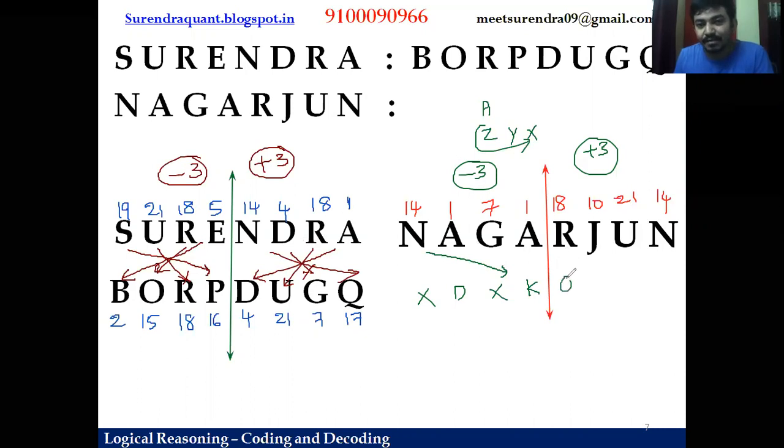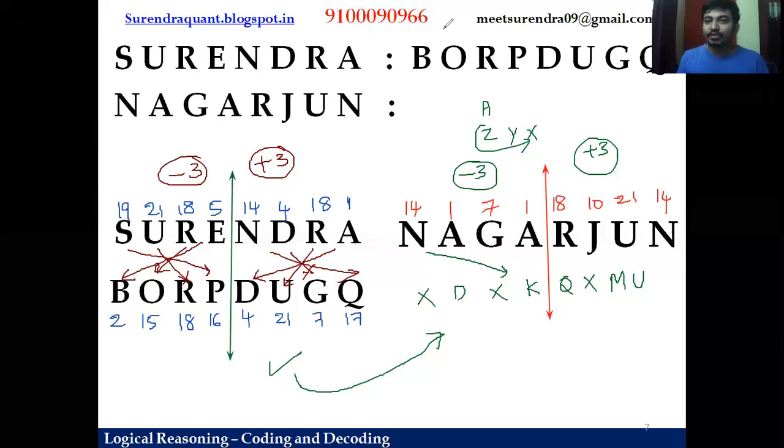The 17th letter is Q. So guys, whatever kind of observation you make, the same observation must be put into this, right? That is how you have to work it out. Now this is 21 plus 3, 24. The 24th letter is X. 10 plus 3 is 13. The 13th letter is M. 18 plus 3 is 21. The 21st letter is U. So the answer is XD, XK, XU, MU. Right? I hope it's a very good question. Let's move on to the next question.